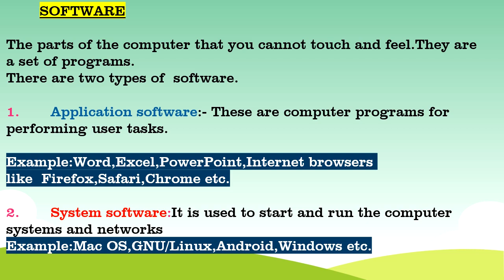Next is system software. These are also computer programs used to start and run the computer system and networks. Examples of system software are Mac OS, Linux, Android, Windows, etc.